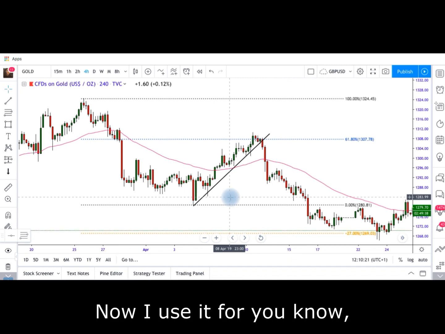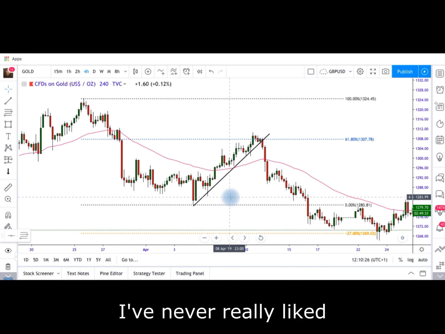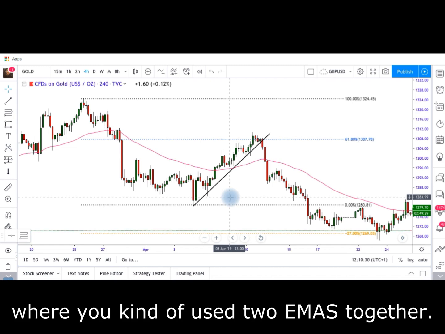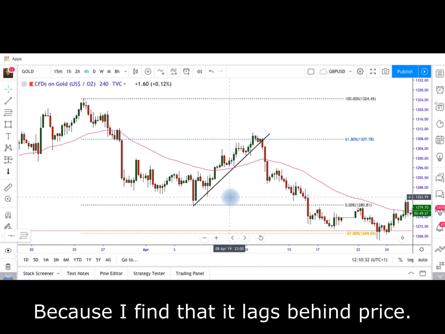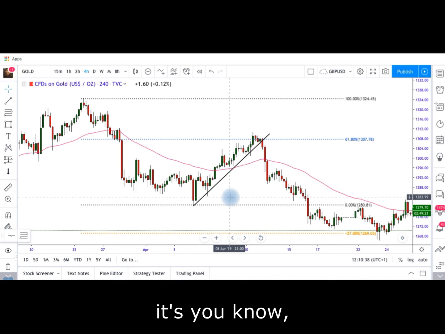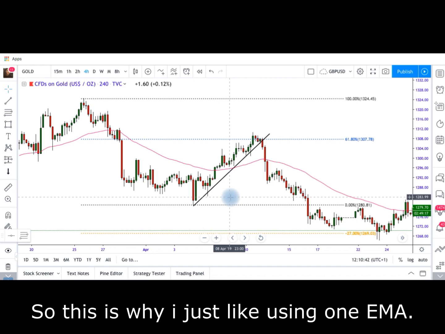Now, I use it in multiple different ways. I've never really liked the moving average crossover strategy where you use two EMAs together, because I find that it lags behind price. By the time they squeeze together and you get the snap, the move's already happened. This is why I just like using one EMA.